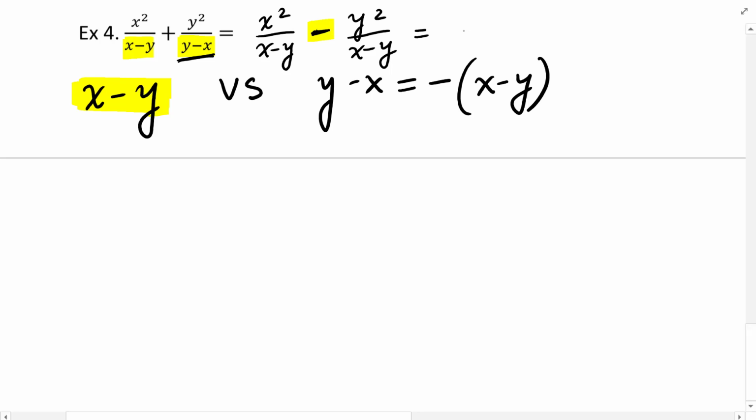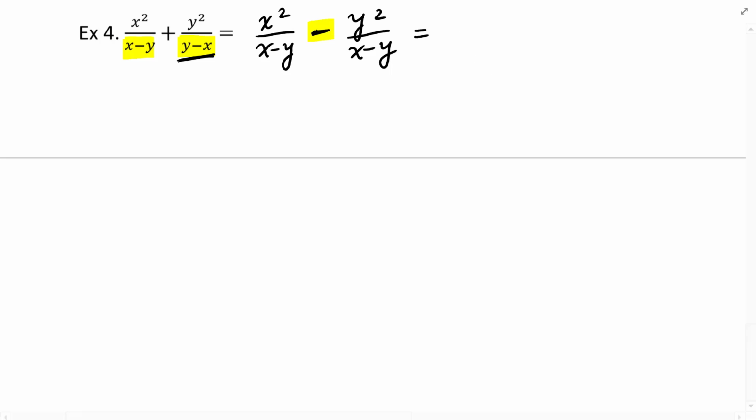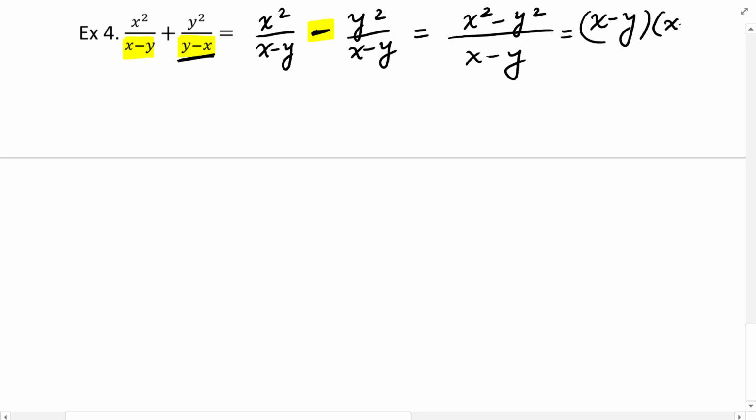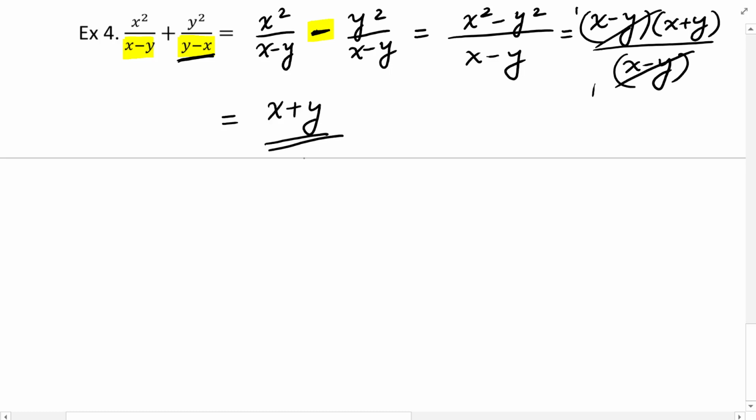So now we do have the same denominator, so I'm going to copy the denominator, x minus y, and then x squared minus y squared. But x squared minus y squared is a difference of squares. It's x minus y times x plus y, over x minus y. x minus y with x minus y cancel, and we get 1 at the numerator and the denominator. So x plus y is the final answer of example 4.